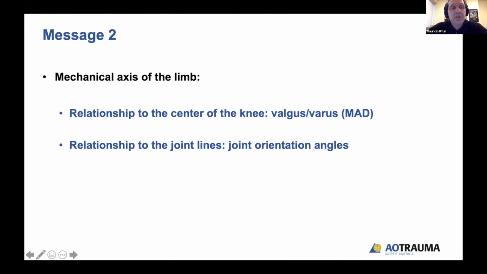The message number two of this presentation is: the mechanical axis of the limb is a critical line that has a relationship to the center of the knee that's going to determine the mechanical axis deviation into valgus or varus in cases of deformity. And the relationship of this line to the joint lines is going to give the orientation of the joints, or the joint orientation angles.